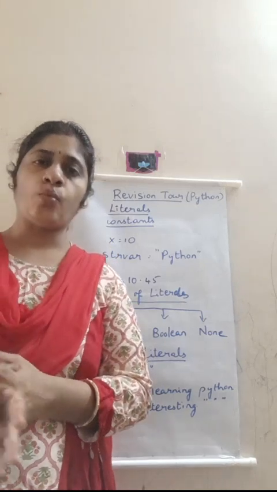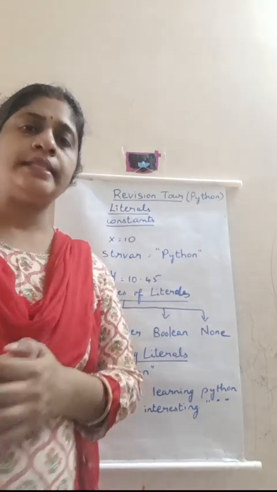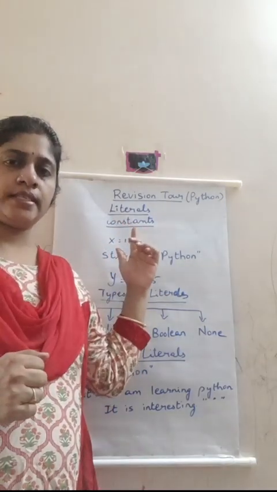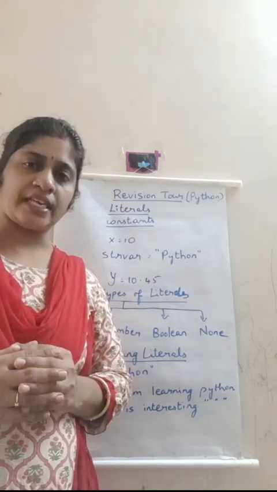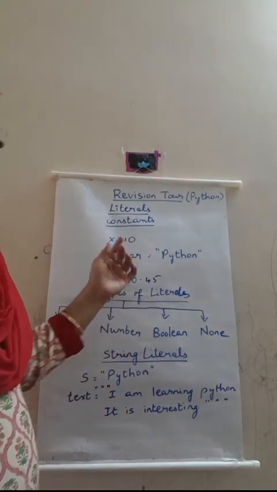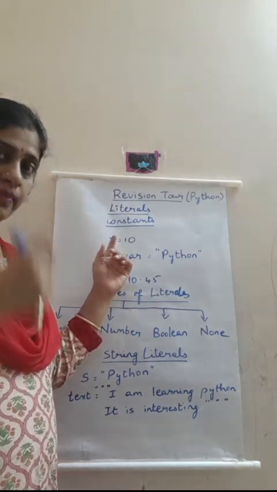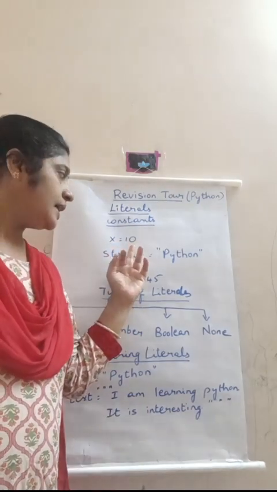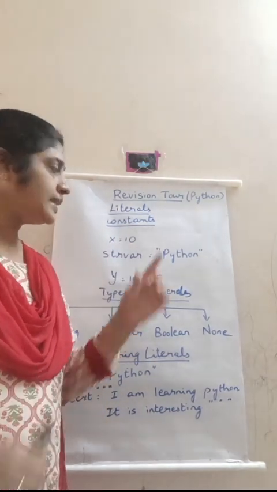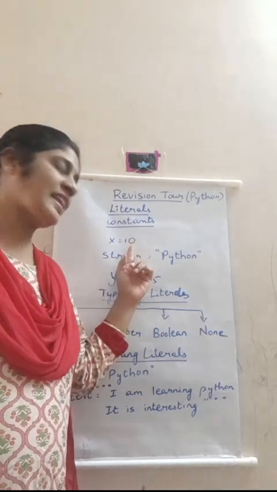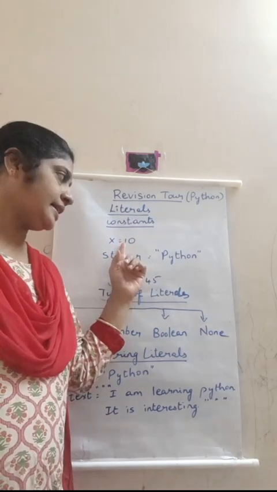Now let us see what are literals. Literals are nothing but constants whose value does not change. For example, x is equal to 10. In this, 10 is a constant value and it is a literal.